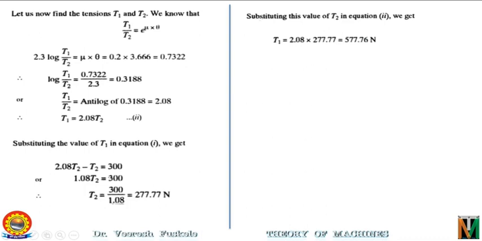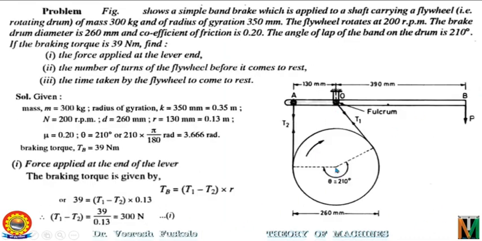Having calculated T1 and T2, let's take the moments of the forces about the fulcrum point O. So let's see the diagram once again. So this is the diagram. Force P will be moving the lever in the clockwise direction about the fulcrum point. So the moment will be negative and the magnitude will be P into the distance between the force P and the fulcrum point, that is 390 millimeter.